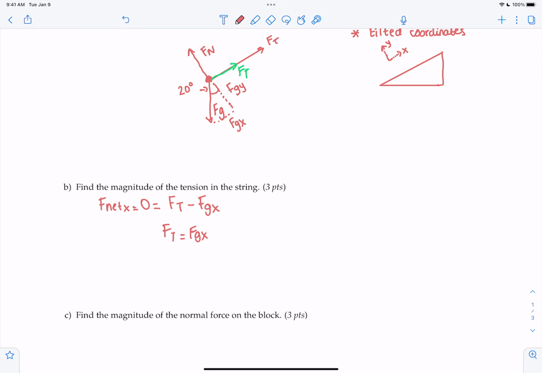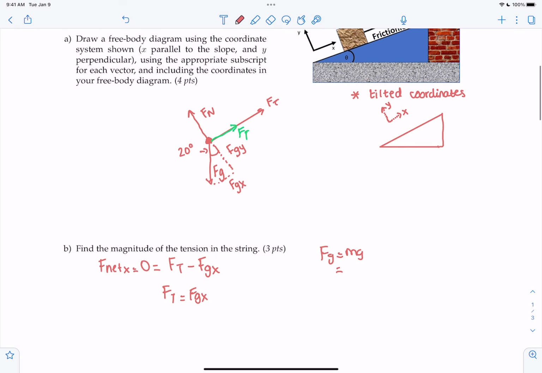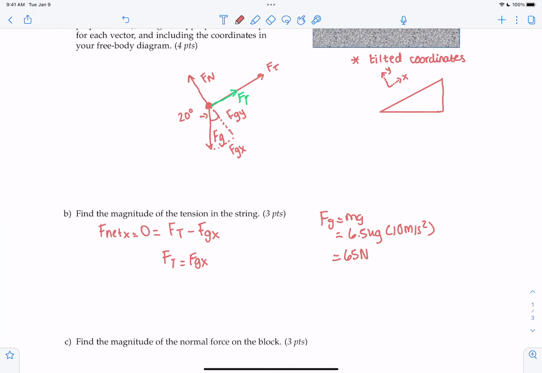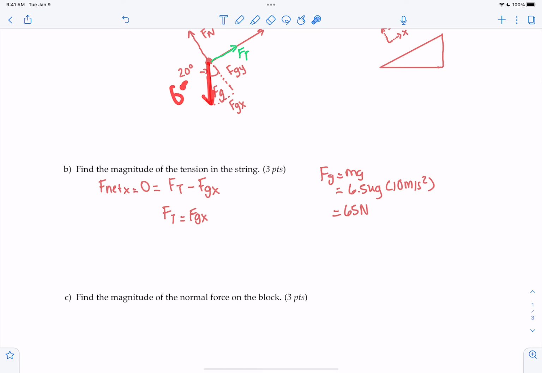So with that being said, for FGX, as I mentioned earlier, we can figure that out using trig. We know that Fg is equal to mg. Someone stated earlier that we can use the mass to figure out the force of gravity. So that's 6.5 kilograms times 10 meters per second squared. That gives us 65 newtons for our force of gravity. This is our hypotenuse, basically the longest side of the triangle. And then we can use trig with this 20 degree angle to figure out FGX.